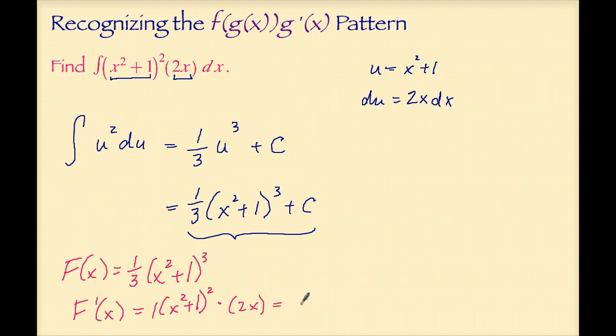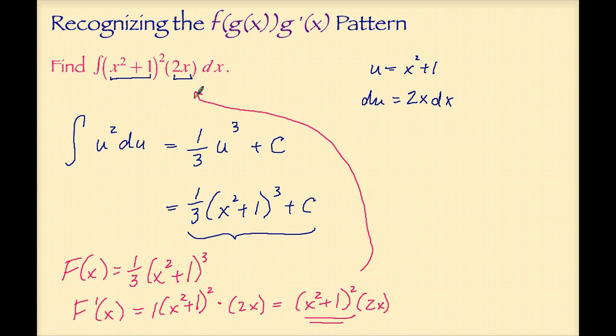And that, of course, is x squared plus 1 quantity squared times 2x, which of course is the original integrand that we were looking at. So we did take the integral correctly.